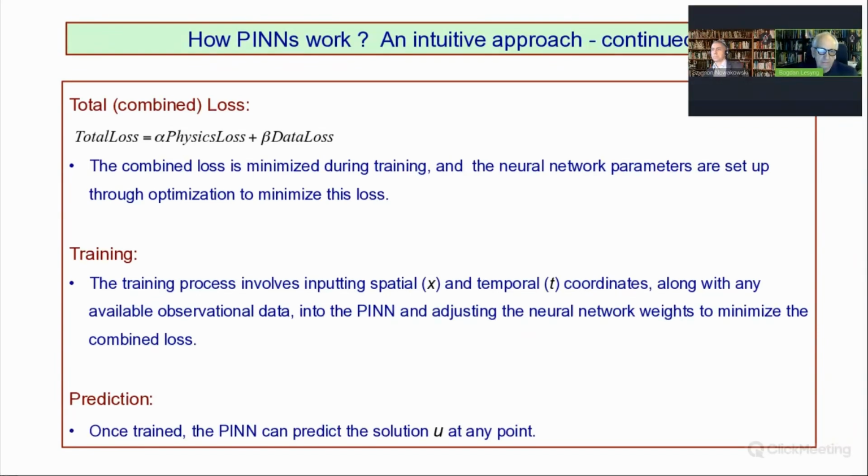After this, the training is applied, and the training process involves inputting spatial and temporal coordinates along with any available observational data into the PINN and adjusting the neural network weights to minimize the combined loss. And after the network is trained, the PINN can predict the solution. So in this way, we can account for physical equations, for physical rules. Of course, other constraints are also possible and can be incorporated in this framework.